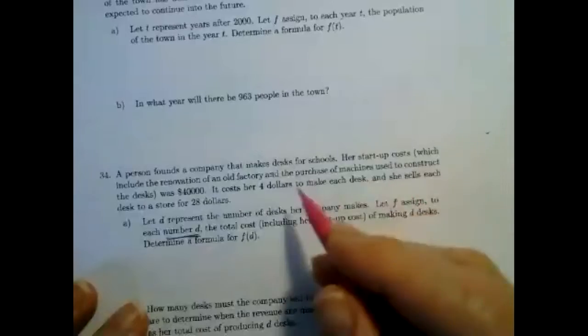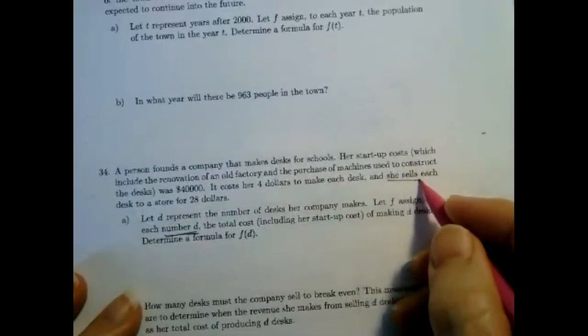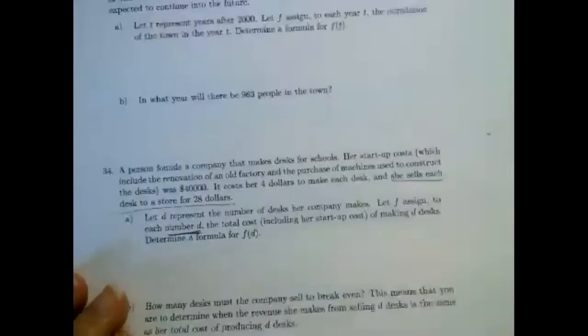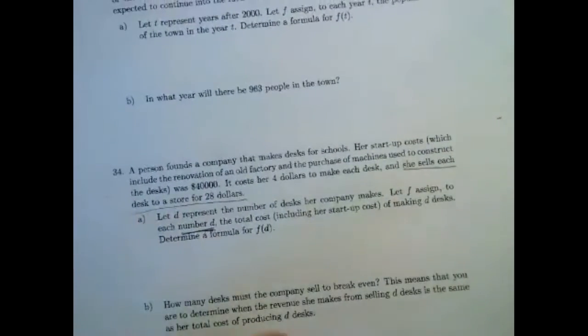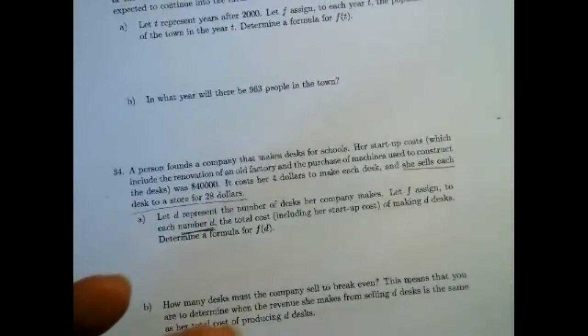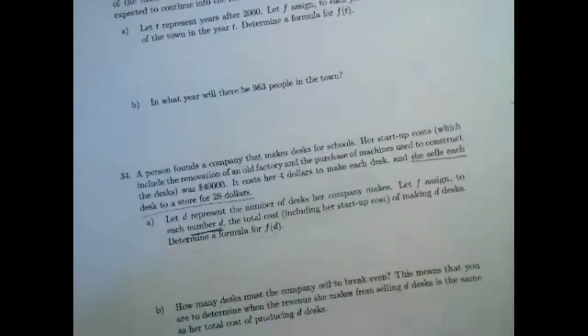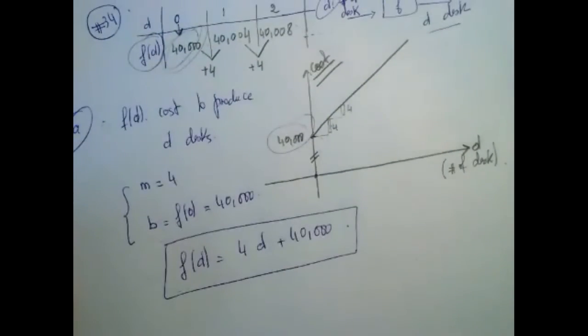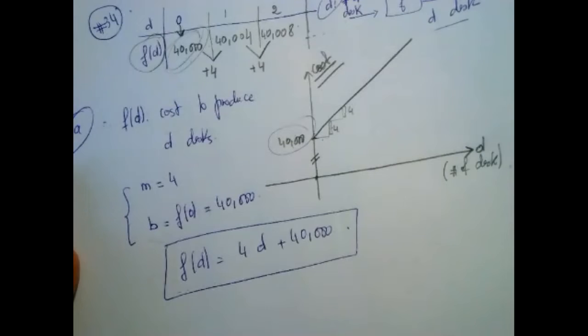The company or the person sells each desk to a store for $28. So they cost $4 to make, but when they sell it, each one is going to cost $28. So I'm going to introduce a function. I'm going to call it the following.